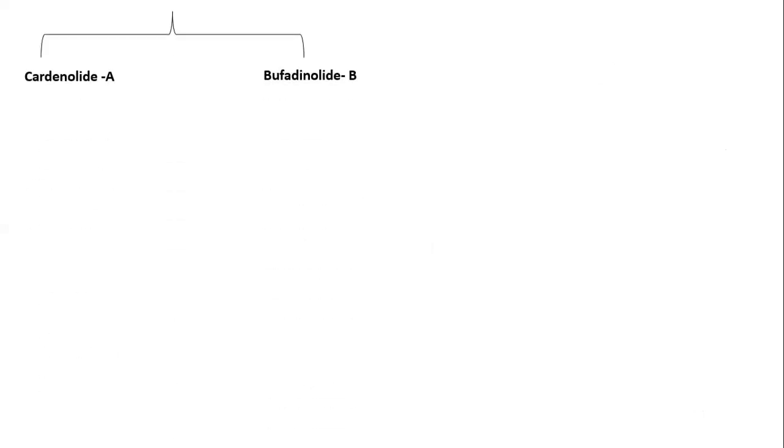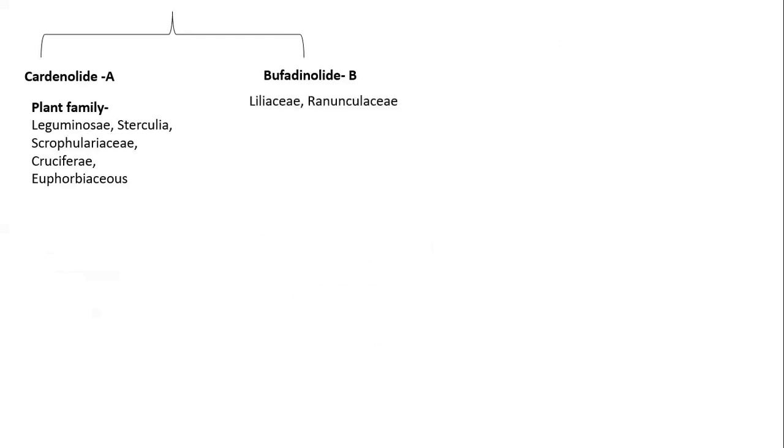Now, which families show the presence of cardenolides and bufadinolides? The Leguminosae, Sterculiaceae, Scrophulariaceae, Cruciferae and Euphorbiaceae families are there. Mostly the cardenolides are found in the plant kingdom, whereas bufadinolides are found in the Liliaceae and Ranunculaceae families. They show action on the heart.